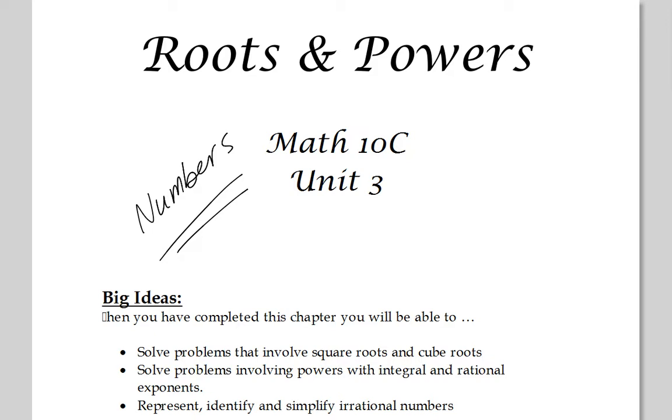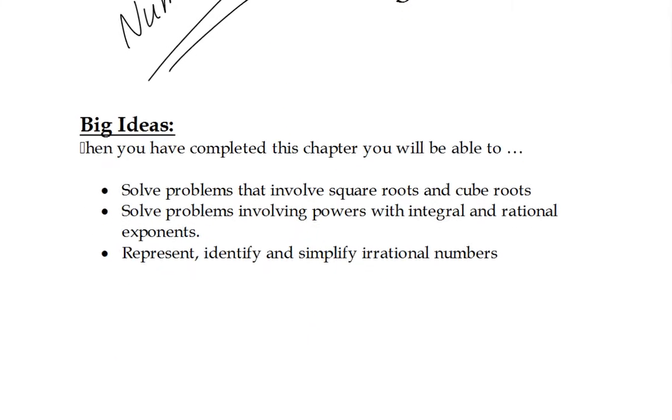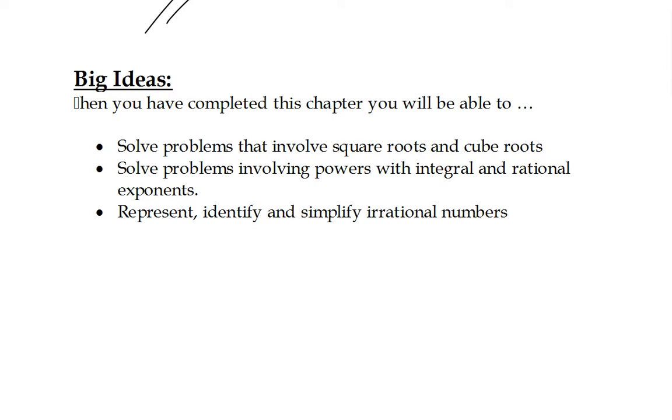If you take a look at the big ideas, square roots and cube roots, and some exponent laws. Okay? You can put that here. Exponent laws.